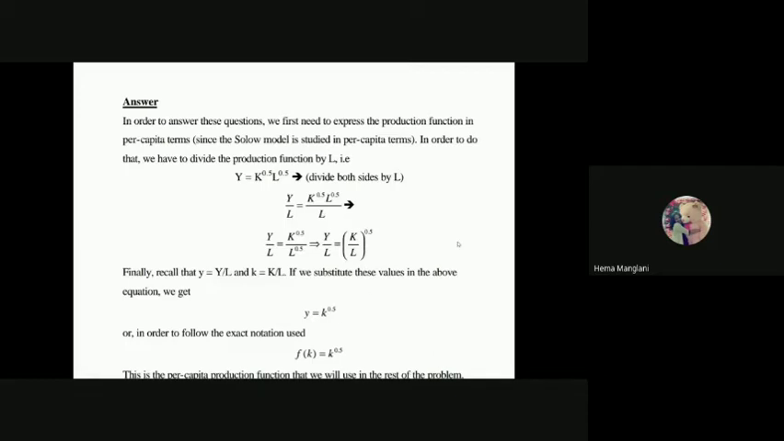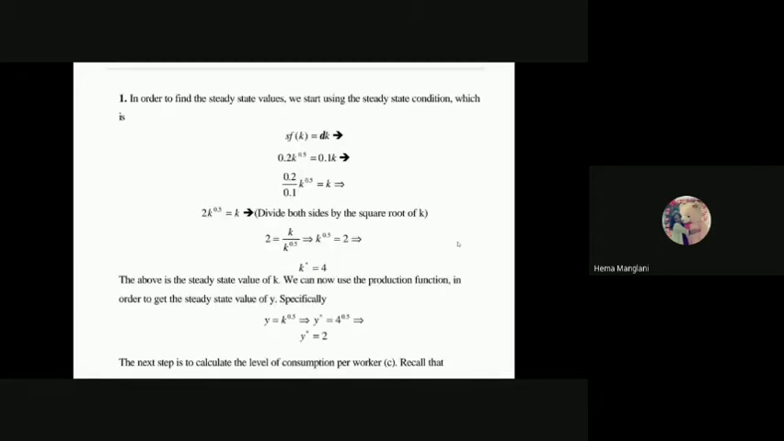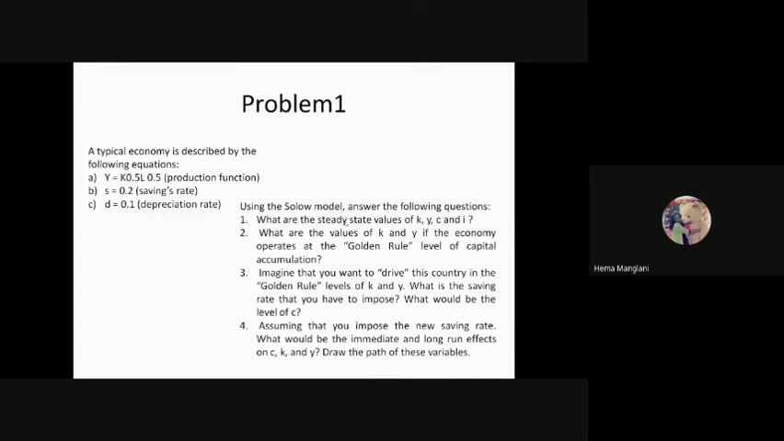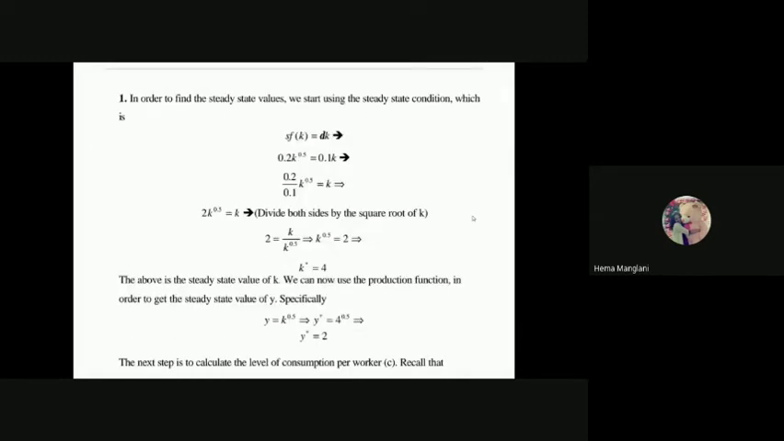Is that clear, you guys? How you actually estimated the small y? So I think with this you can estimate other values also: small c, small s, small i. Okay, so how can we do that? This is your function. Our first problem is to reach the steady state values of your k, y, c, and i. So let's see how to solve this.